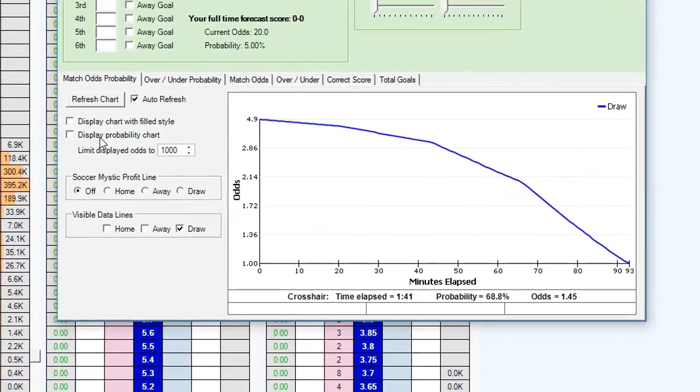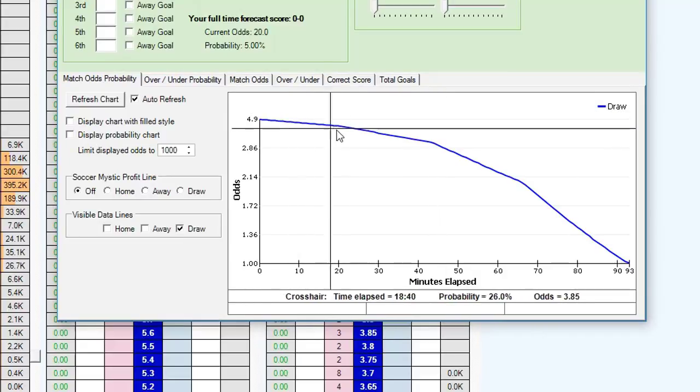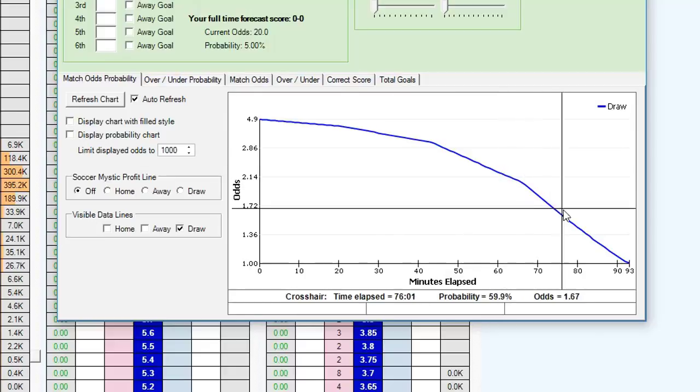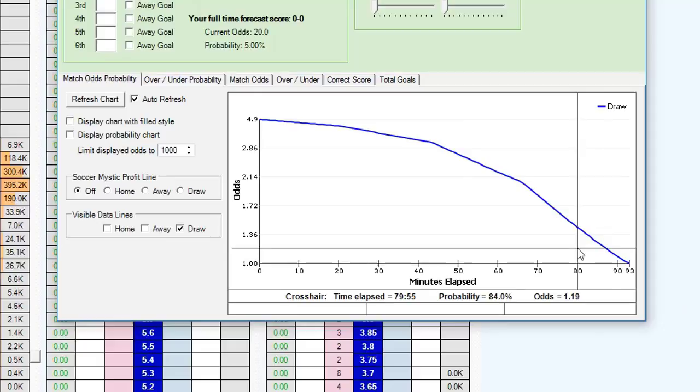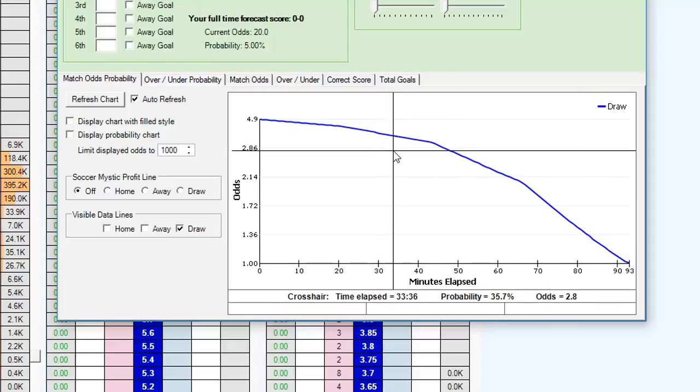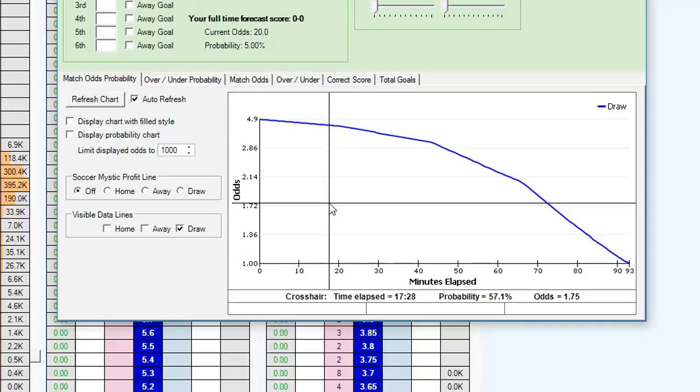You may not be familiar with looking at probability. So if you want to switch that off, you'll see that it looks at odds. So it gives you the odds at which it starts, and you can see them gradually going down to 101. So what this is saying is that over the course of this match, if there are no goals scored, then eventually the draw will end up at 101, which is quite logical really. But what you're interested in is how will a goal affect the odds as the match progresses.